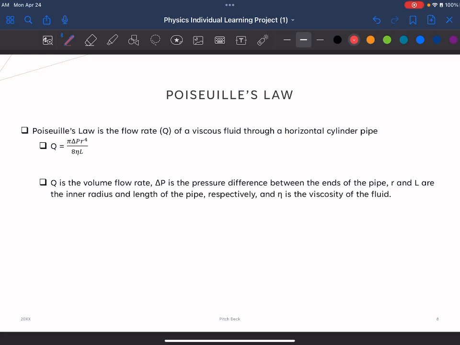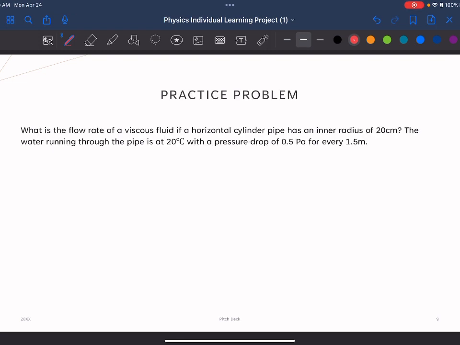Poiseuille's law takes into account the viscous force when a viscous liquid is flowing through a horizontal cylindrical pipe. He has the equation for our flow rate, which is shown with the letter Q. Q is the volume flow rate, P is our pressure difference between the two ends of the pipe, R is the inner radius, L is the length of the pipe, and the Greek letter eta is the viscosity of our fluid. So using Poiseuille's law, our flow rate equals pi times the change in pressure times R to the fourth, over 8 eta times our length.